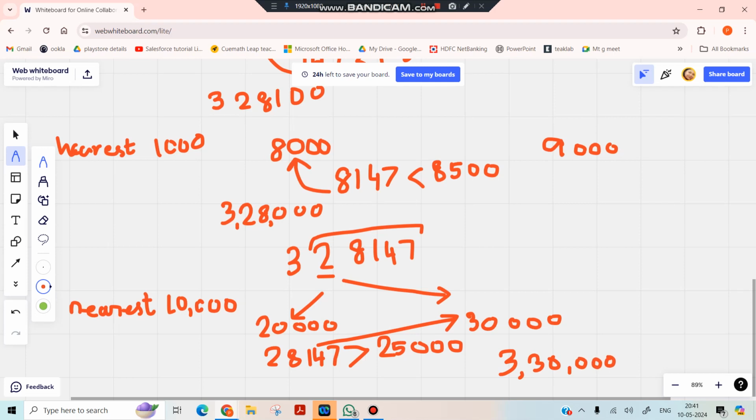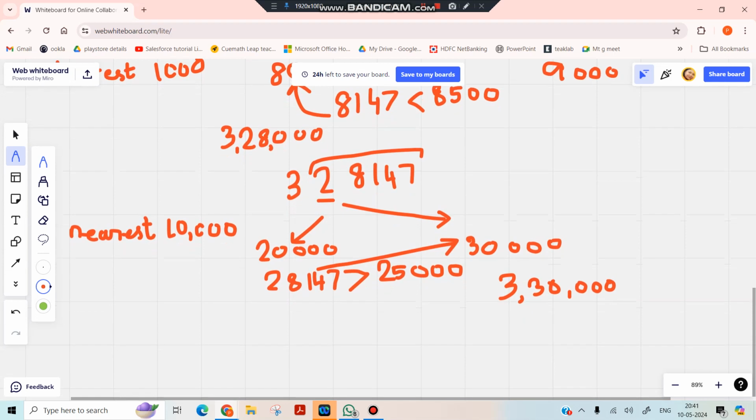So all these you saw that it went to the lower. This time it's going to the higher. Let's check the next one. Suppose we want to round off to the nearest lakh. So which is the number in the lakh house? 3 lakhs. So my lower lakh will be 3 lakhs. What is the lakh after that? 4 lakh.